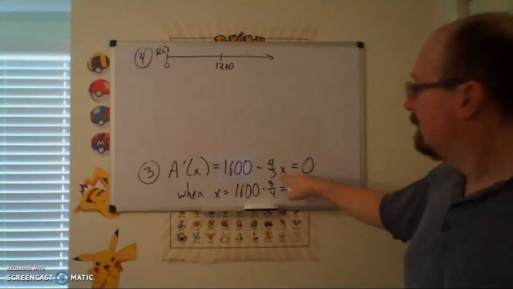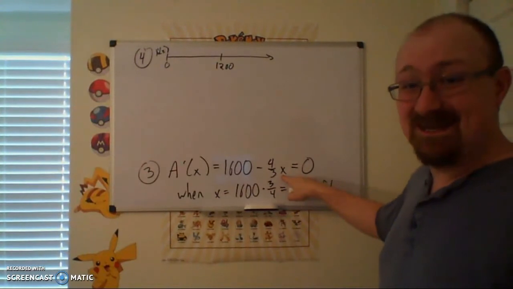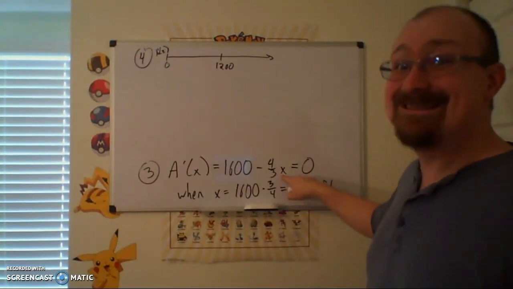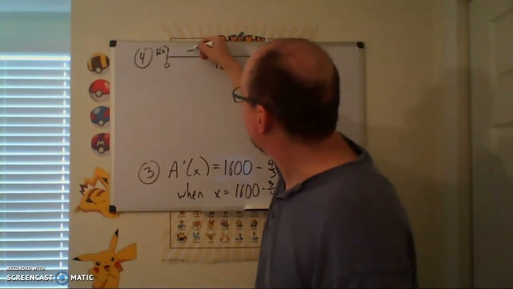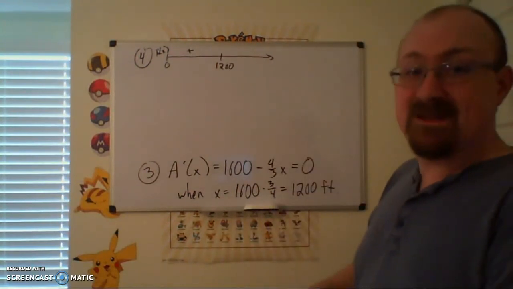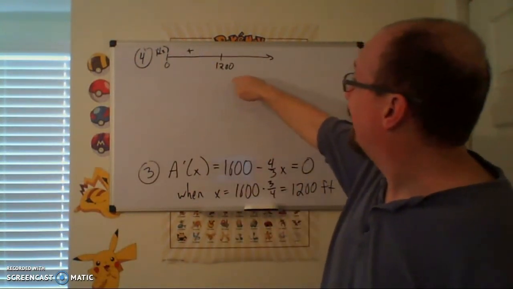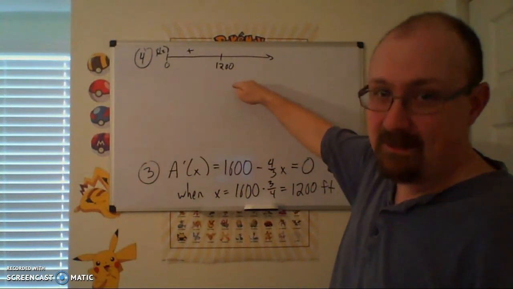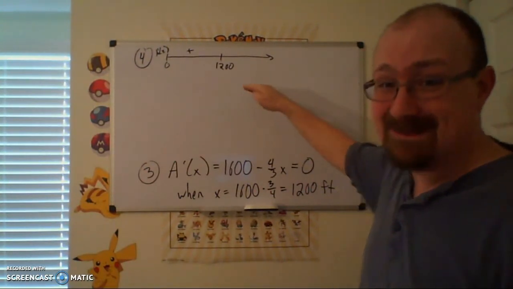Coming back down here, plugging 1 into this thing, 1600 minus 4/3, that is definitely a positive number. So we got a plus sign right there. So that's good. Our area was climbing up until we got to 1200. That's a good sign. So now let's see what happens once we go past it.